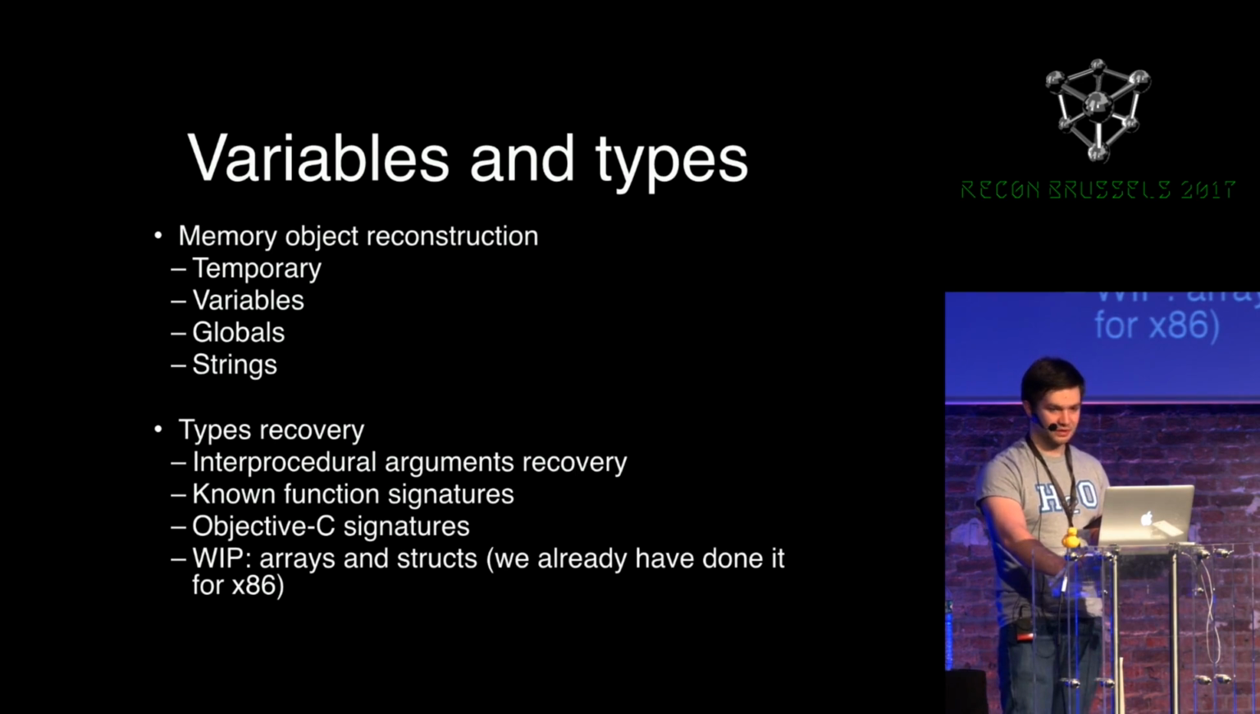In our current implementation, we only support integer, float, and pointer types. But we are currently implementing the recovery of complex types such as arrays and structs, which has already been implemented in another binary to LLVM translation tool for other architectures.